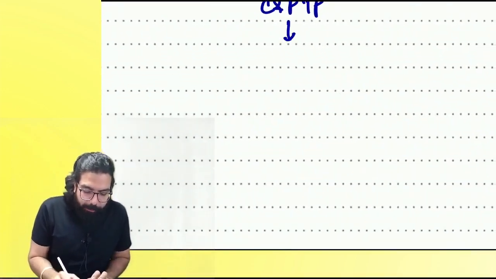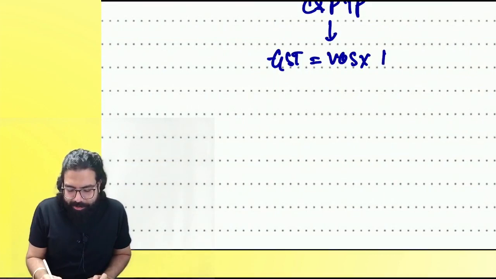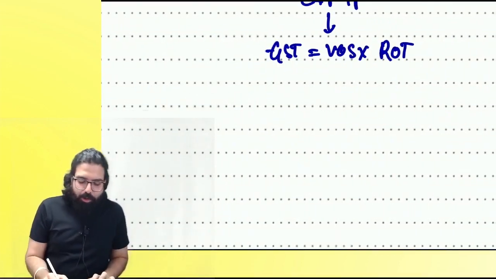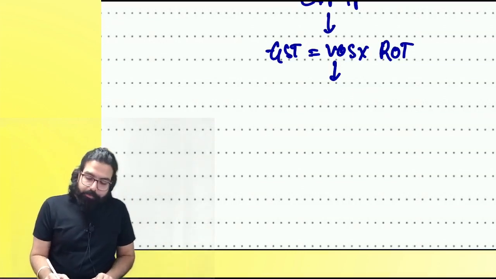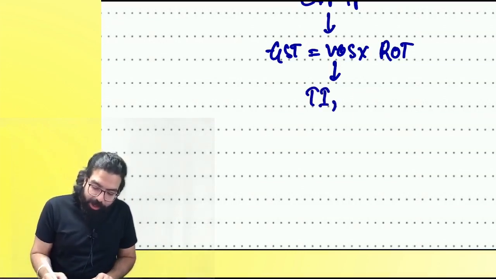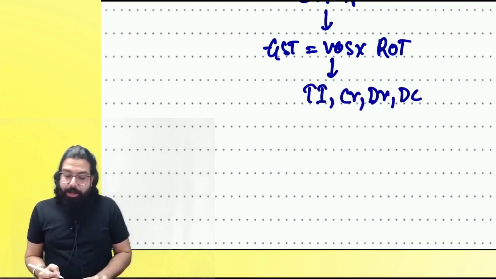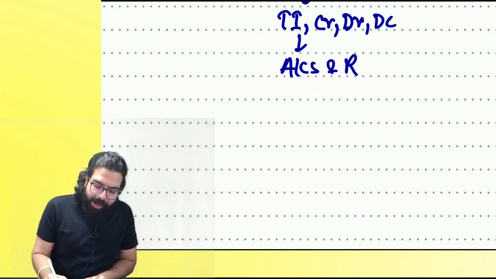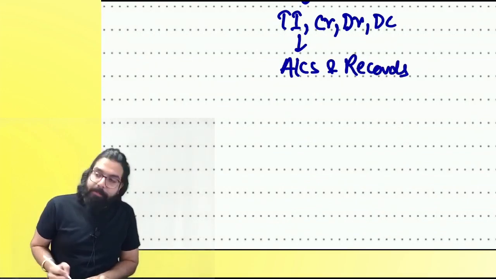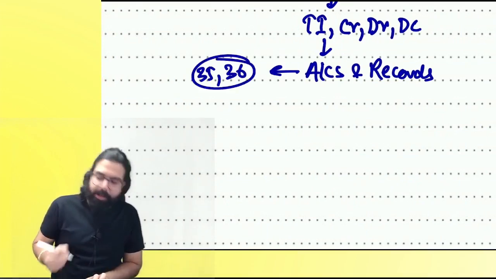Now, how will you collect and pay? You will calculate GST is equal to value of supply into rate of tax. Once you know the value, what will you do, everyone? You will raise the tax invoice, credit note, debit note, and delivery challan. Now you will go ahead and maintain your accounts and records. Are we clear, everyone? Accounts and records, section number 35 and 36.